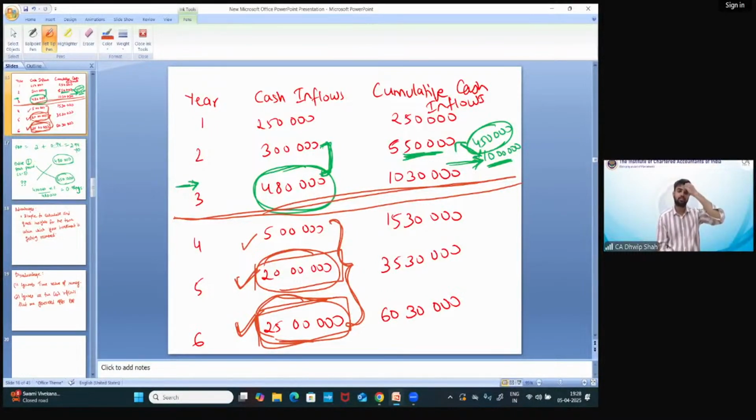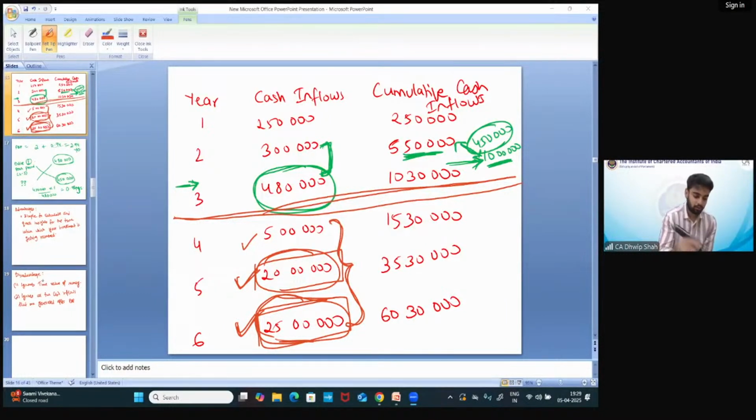बोलो, any queries for payback period with this? Our payback period technique is completed. So first we learned the meaning, second we learned how to calculate, third we learned advantages and disadvantages. This is all about payback period technique.